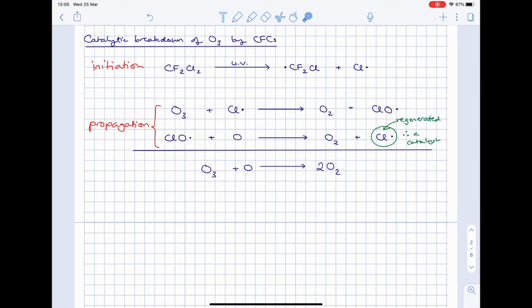This radical propagates or proliferates more radicals. These collide with oxygen diradicals in the upper atmosphere, which are formed in the reaction shown in this steady state equation. They produce oxygen and regenerate the chlorine radical, which goes into the first propagation step. So this will continue a chain reaction. Combining the two propagation steps, we get this overall equation, which is the breakdown of ozone to oxygen.